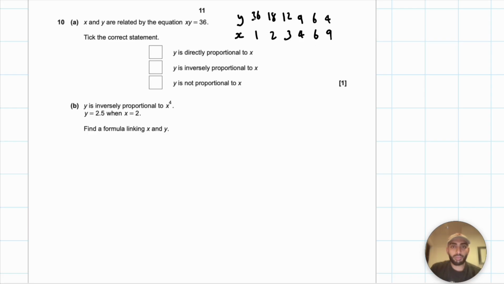So we can see as one is decreasing, the other one is increasing, and as one is increasing, the other one is decreasing. That would mean y is inversely proportional to x. If they were both increasing at the same time, then it would be directly proportional to x.